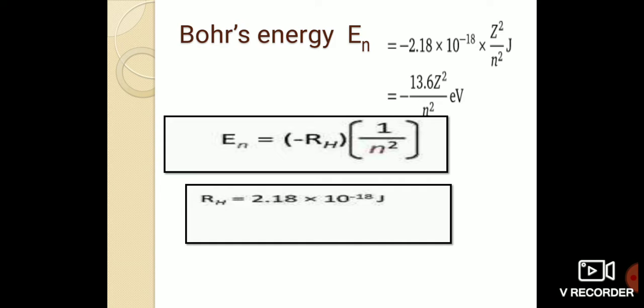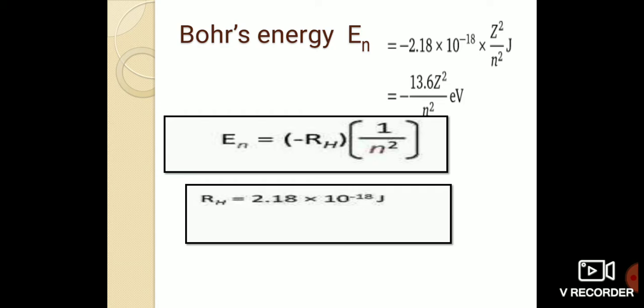Z we all know very well, it just stands for the atomic number of the atom, and n stands for the number of the orbit. Here the unit is joule, but if we have to convert this unit to electron volt, because 1 electron volt is equal to 1.6 into 10 to the power minus 19 joule, it will be equal to minus 13.6 Z square upon n square eV. eV stands for electron volt.